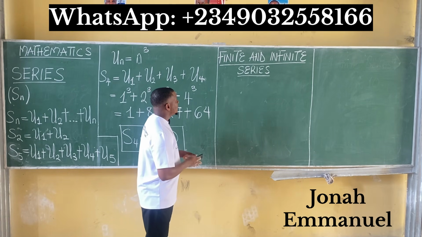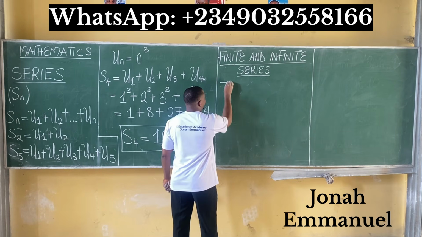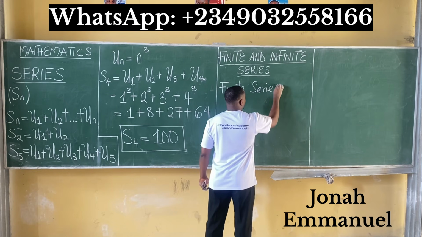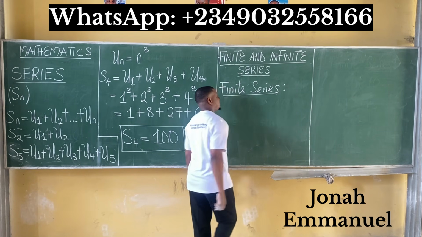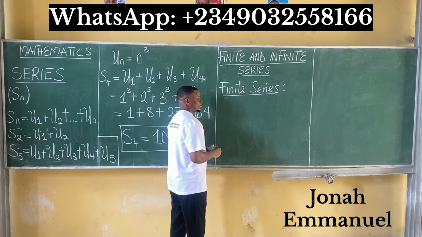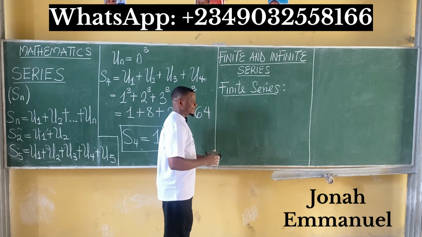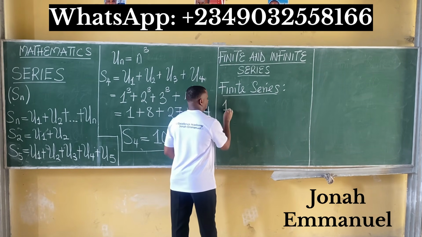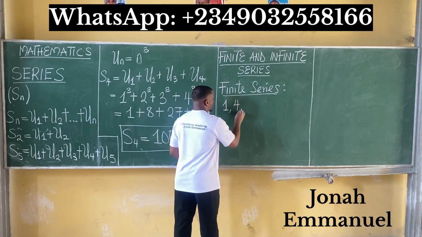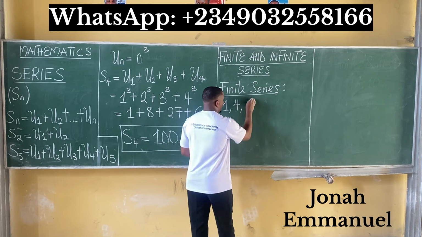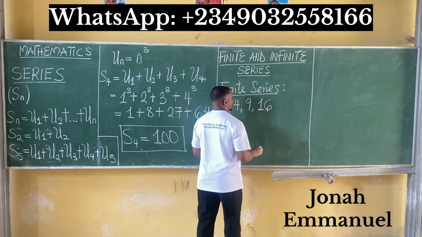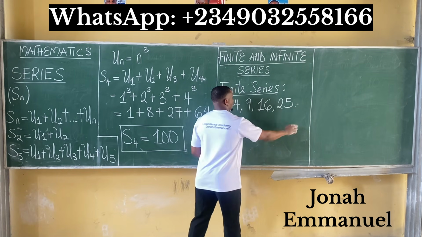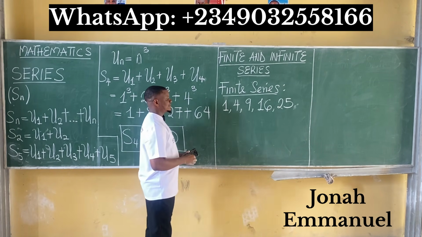Let's start with finite series. For finite series, you can be given a particular sequence. Don't forget, we said we get finite series from finite sequence. You can be given a particular sequence, such as 1, 4, 9, 16, 25. All right, you can be given this particular sequence, right? 1, 4, 9, 16, 25.